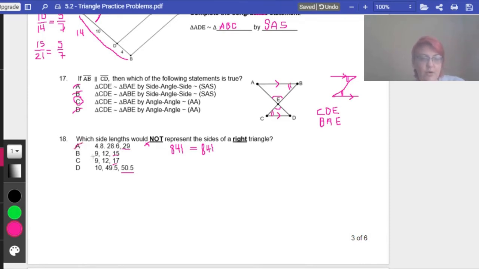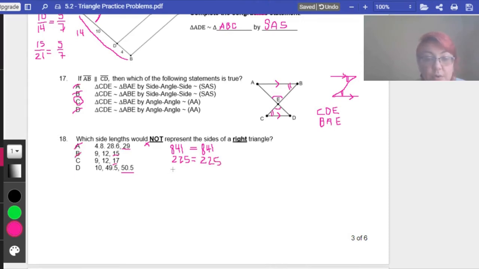Next, A squared plus B squared, 9 squared plus 12 squared is 225. 15 squared is C squared. That's also 225. So for B, A squared plus B squared does equal C squared. So that is not what I'm looking for.